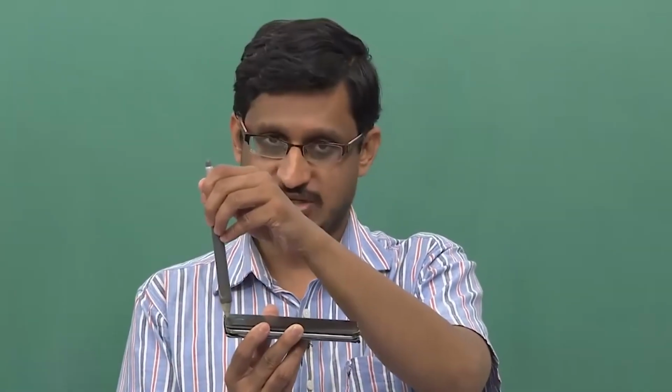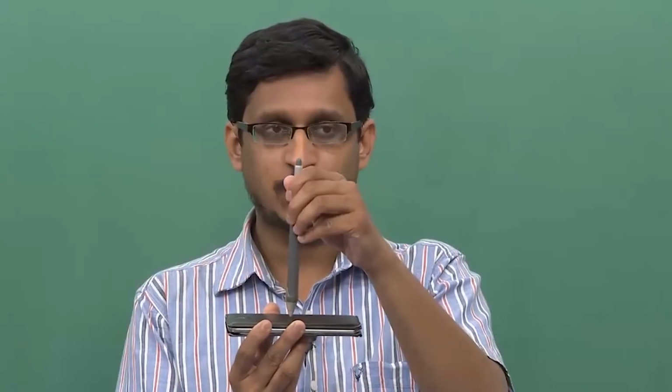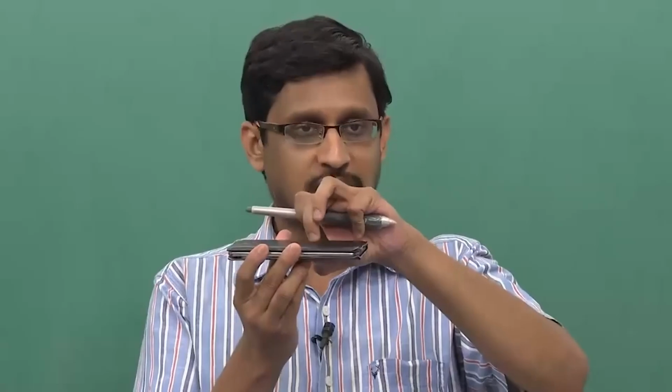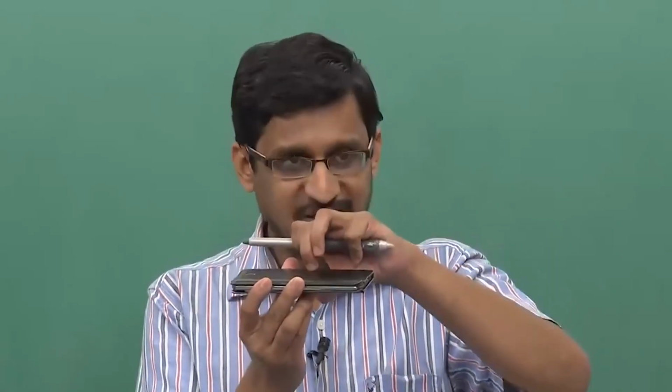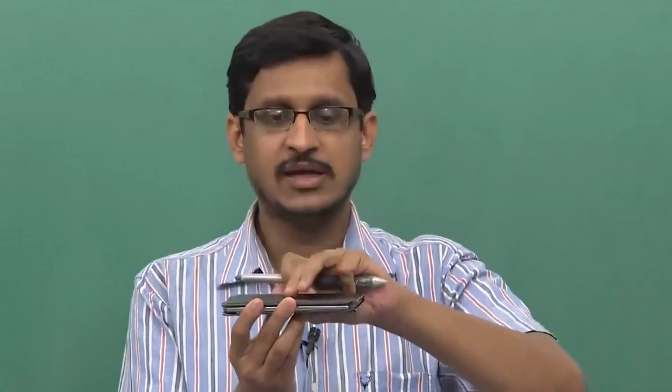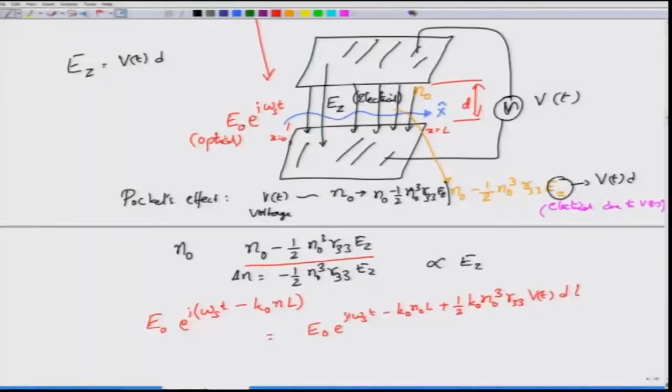its phase has changed, okay. And this phase change would have been just k0 n0 L if the electric field was not applied, but because we have applied an electric field or a voltage difference, the phase will be different, and in fact the phase is actually a function of time now, right. The phase is now a function of time. This is very crucial. If V of t is equal to 0, this corresponds to having applied no voltage and hence no electric field. So, this term would be vanishing.